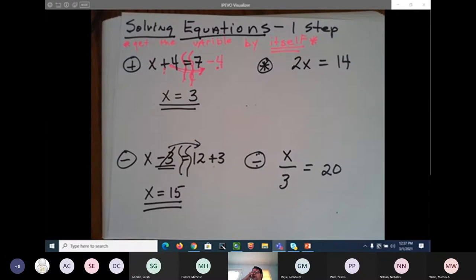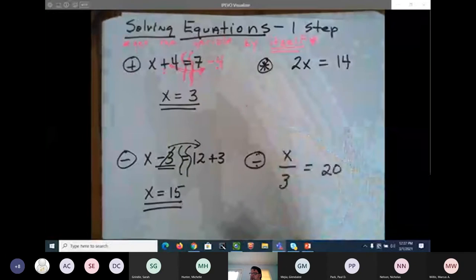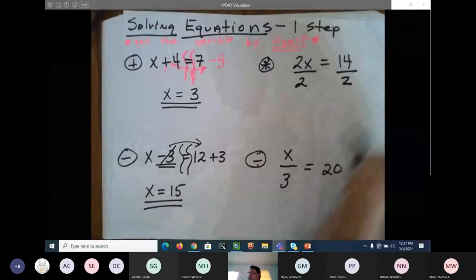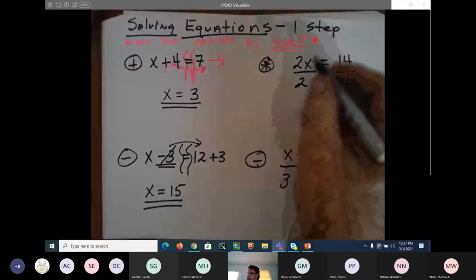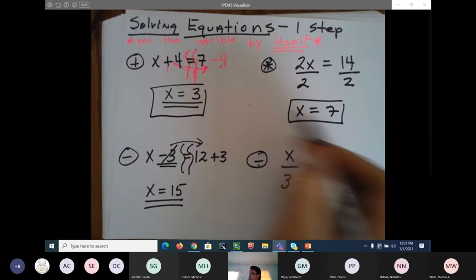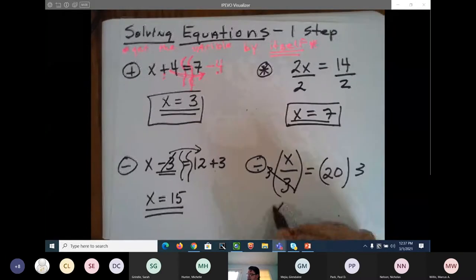So it's either me teach you 3 or 4 different ways to do it or teach you 1 way to do it. So I'm going to go with 1 way. And then hopefully you can grab on to the way I'm showing you. But yes, these one-step equations, you can pretty much do it in your head. Divide by 2. If I do it on one side, I got to do it on the other. x is equal to 7. Multiply by 3. x is equal to 60.